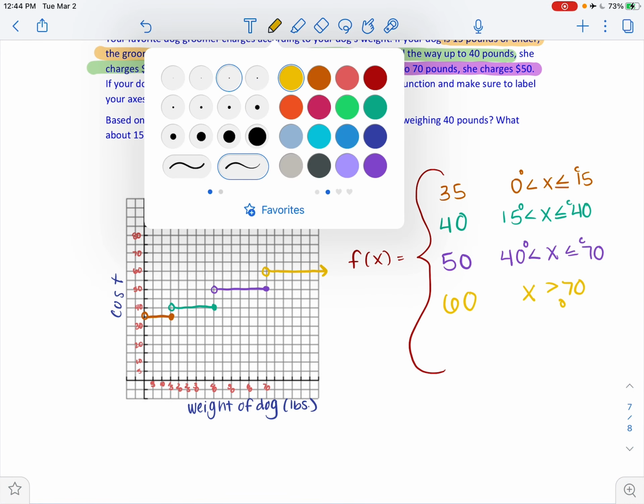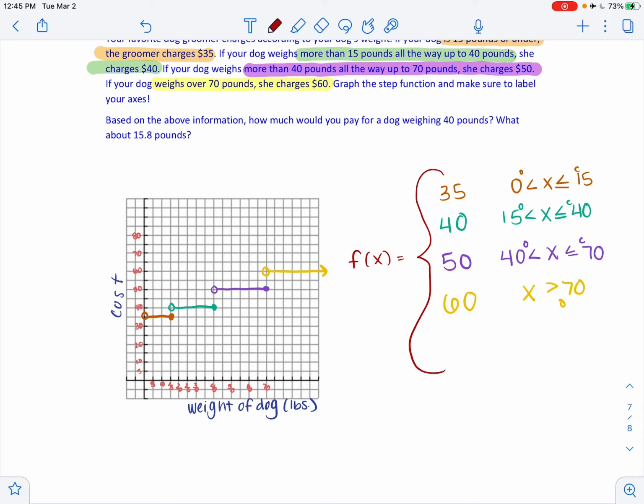So now the follow-up question says, based on the above information, how much would you pay for a dog weighing 40 pounds? Start here. 40 pounds, where would I fall in these different inequalities? Which one would 40 fall into? Is 40 between 0 and 15? No. I notice there's a 40 here and a 40 there, but only in one of them can I actually equal 40. And that's right here because it says x is less than or equal to 40. So 40 would fall in the second row, which tells me that it would cost me $40 for a 40-pound dog.